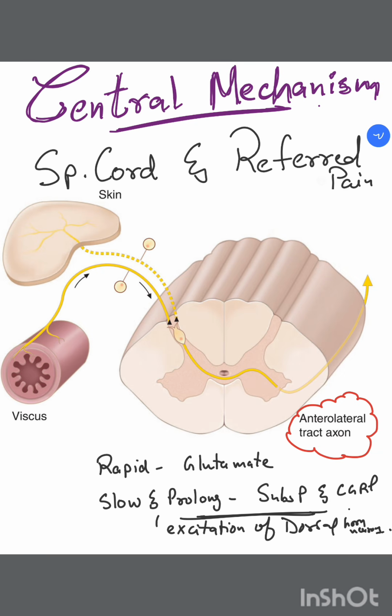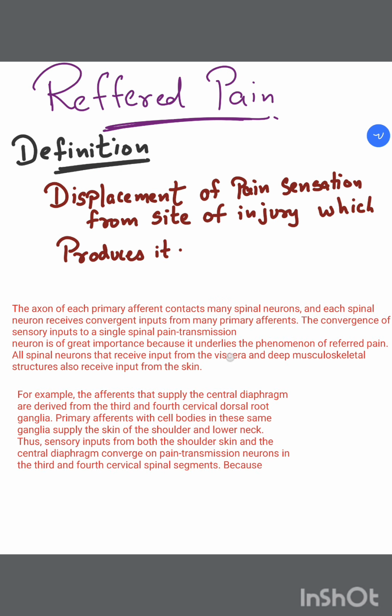Okay, so what I had told you, that this synapse is the main thing here for rapid conduction. So for rapid pain, the neurotransmitter released here is glutamate, and for the slow pain, which is transmitted by the C fibers, the neurotransmitter is substance P and calcitonin gene-related peptide. Okay, so we'll come to this referred pain much later.